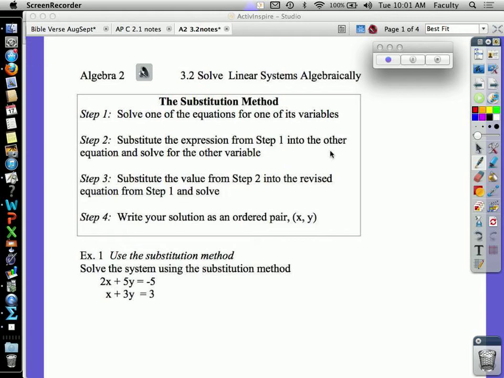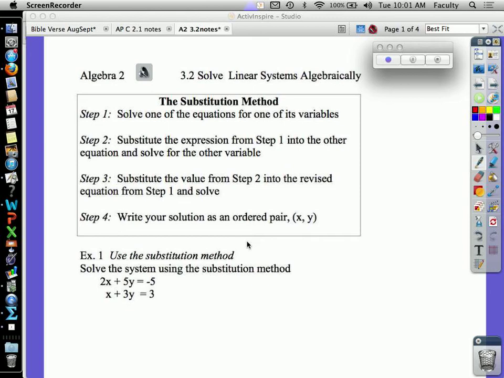The substitution method. There are 4 steps to help you. Step 1, solve one of the equations for one of the variables. Step 2, substitute the expression from step 1 into the other equation and then solve for the variable. Step 3, substitute the value from step 2 into the revised equation from step 1 above and solve. And step 4, write your solution as an ordered pair.